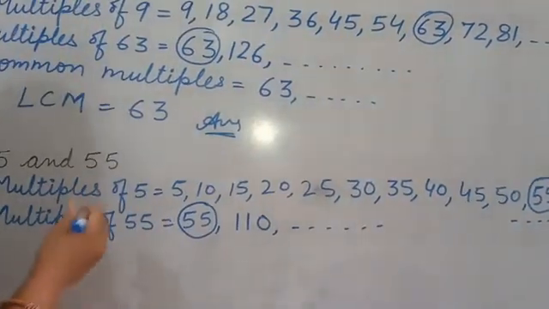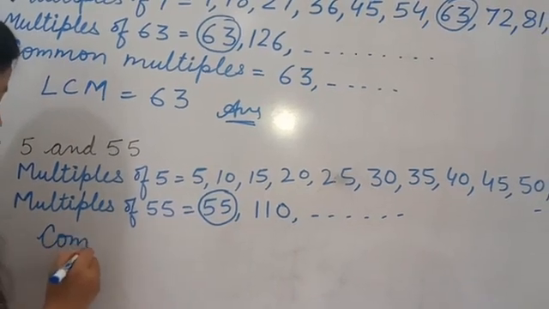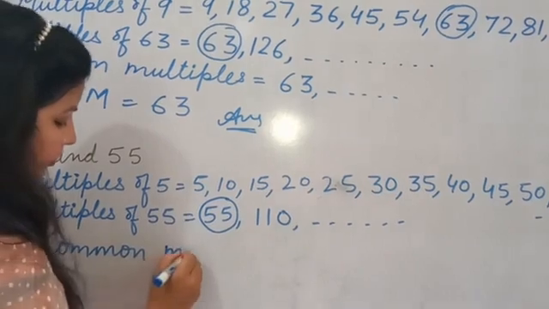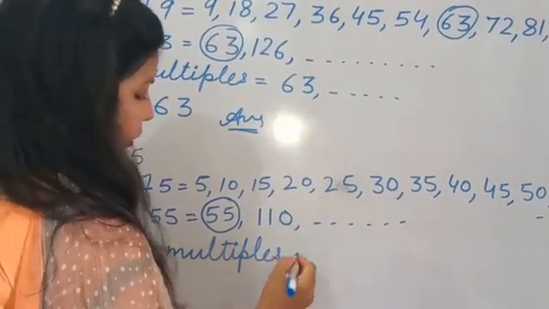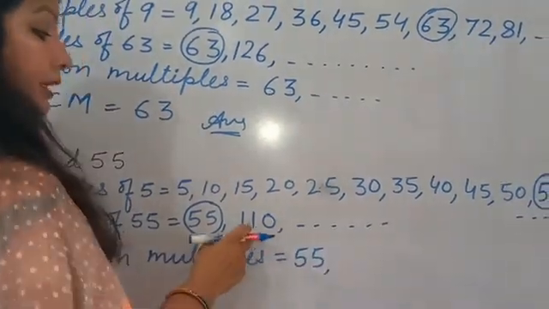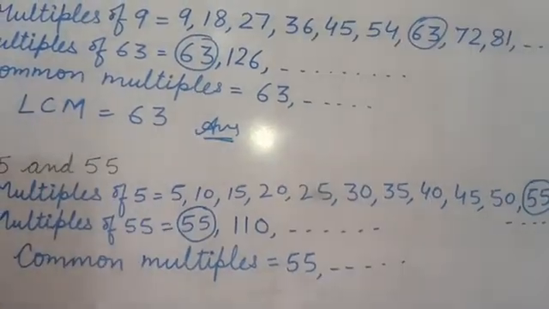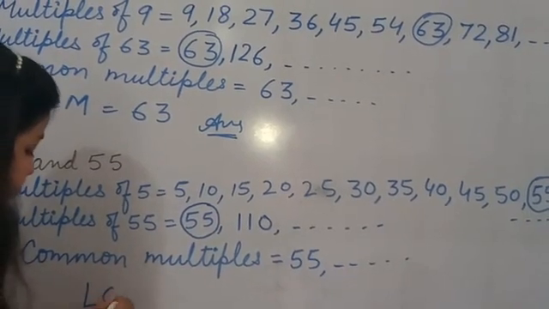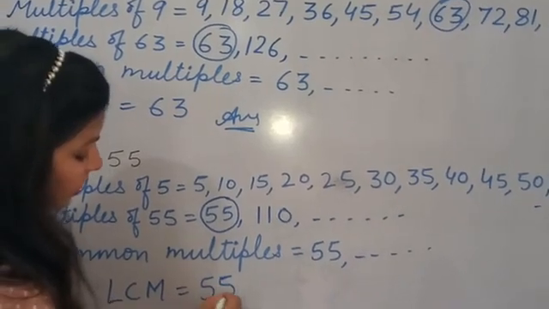Okay. So we write here common multiples. Now this is the common, 55. After that you will get 110, but no need to write more, we only put a dash after the common multiples. Now we write here LCM. So what is the LCM here? 55. That's your answer.